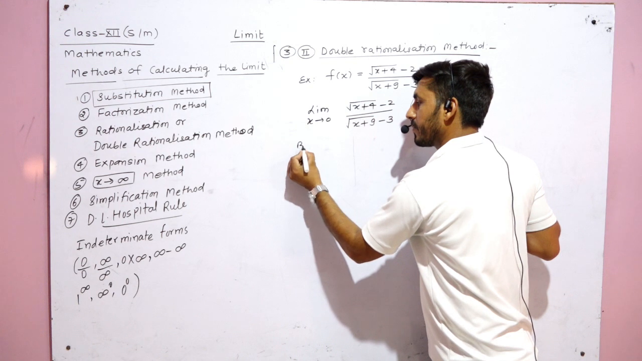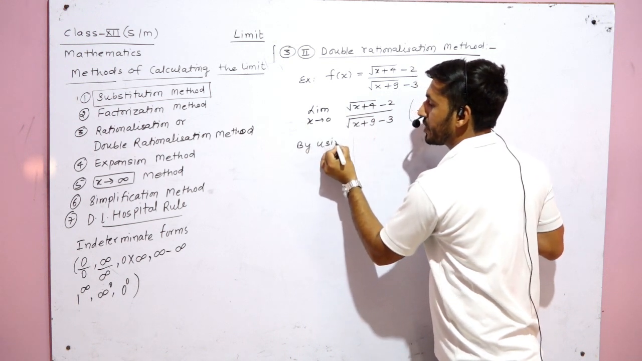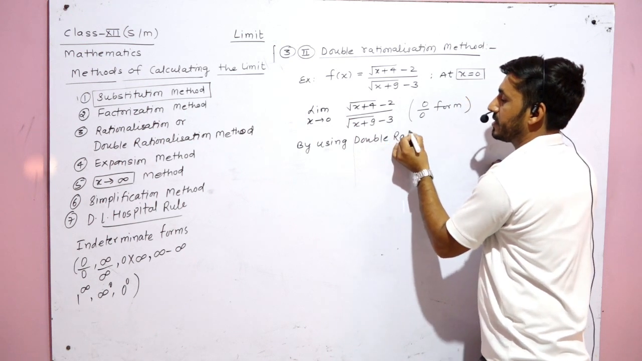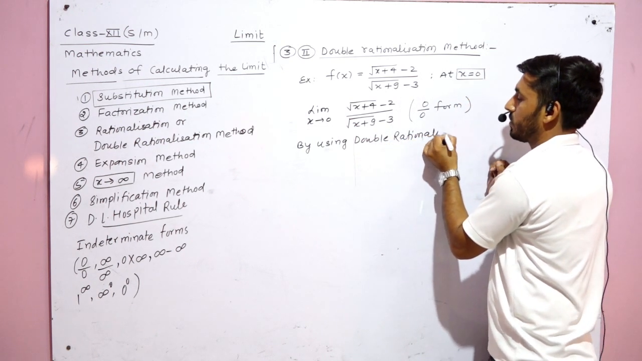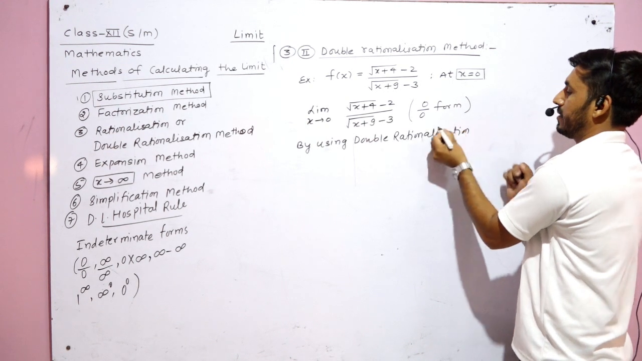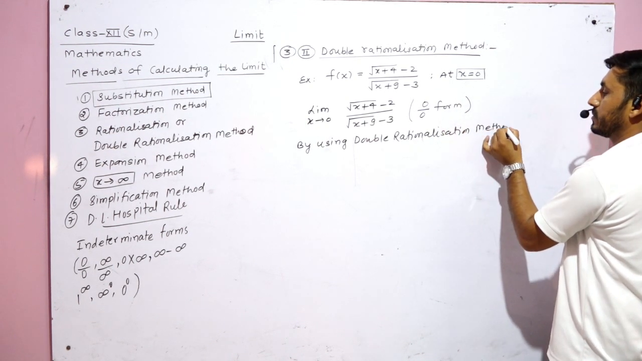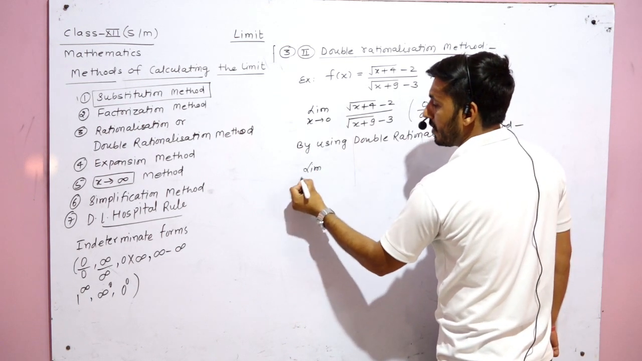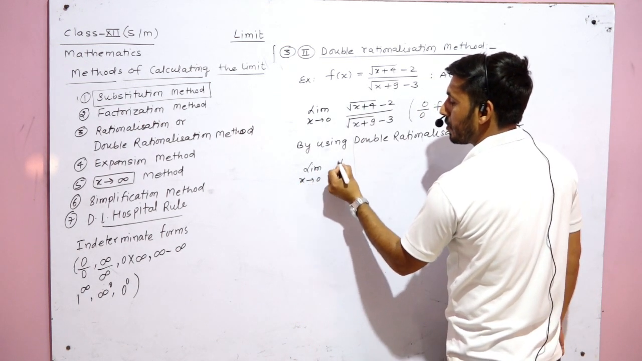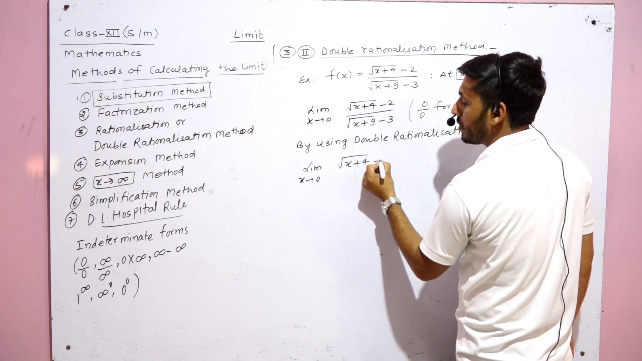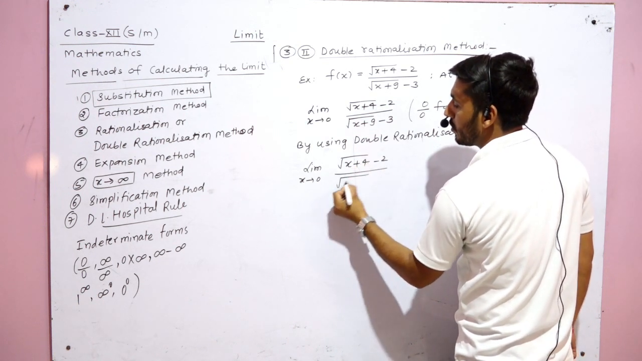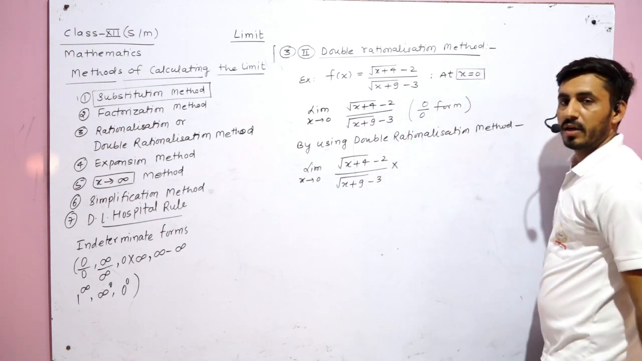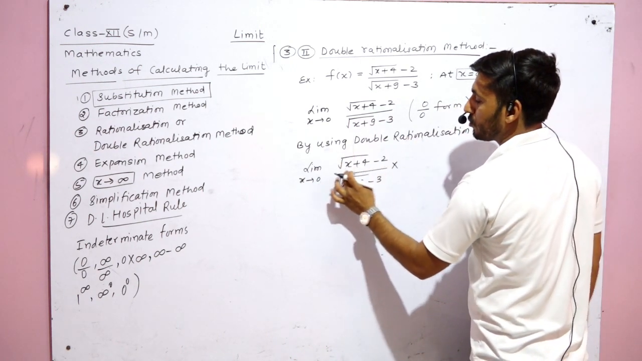Then by using the double rationalization method, the limit will be solved like this: root of x plus 4 minus 2 upon root of x plus 9 minus 3. Okay, first we have to solve this term.